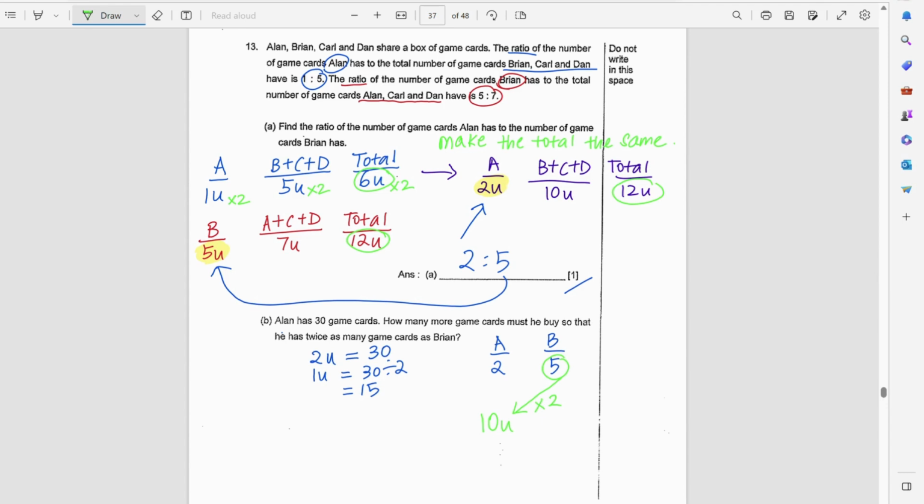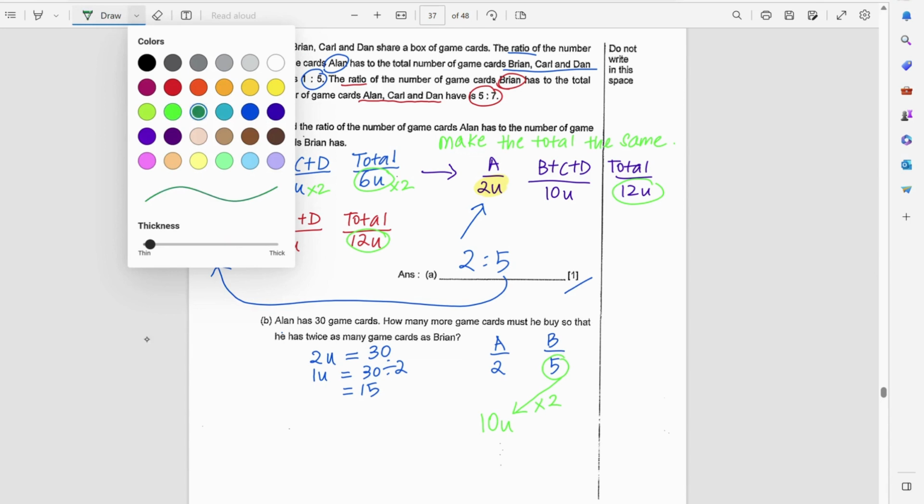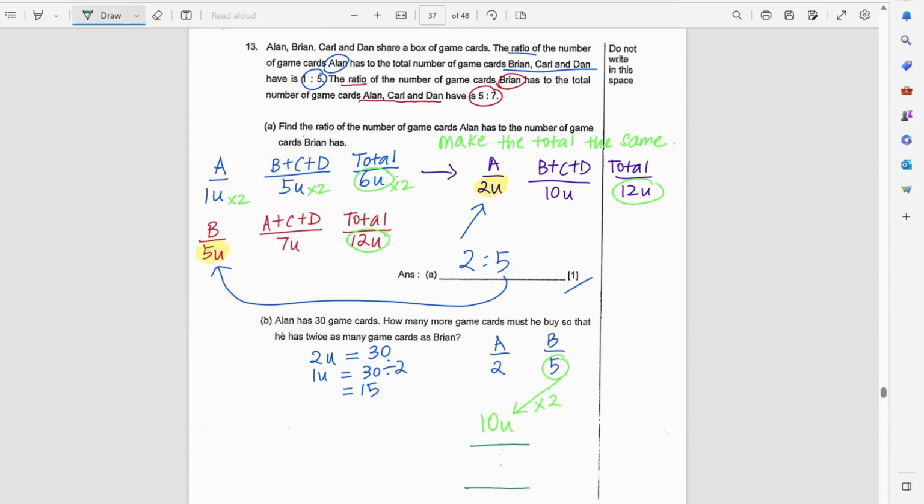However, at the moment, Alan only has 2 units. So what is the additional number of units that he has to buy in order to bring his total number of cards to 10 units? So the total number of cards that he has to add on to his collection, take the difference between 10U and 2U, that will bring us to 8U. So Alan has to buy another 8 more units of the game cards.